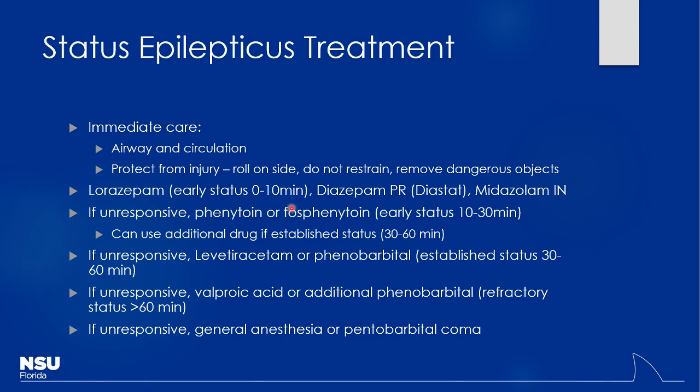Typically, Keppra is a big one we've been moving to nowadays, at least in pediatrics, probably some in adult cases as well. We'll go ahead and do levetiracetam, or in some cases phenobarb, especially for like neonates. We'll typically pull out the phenobarb for those patients there. And at that point, they're still unresponsive. I'm sorry, I've skipped a step here.